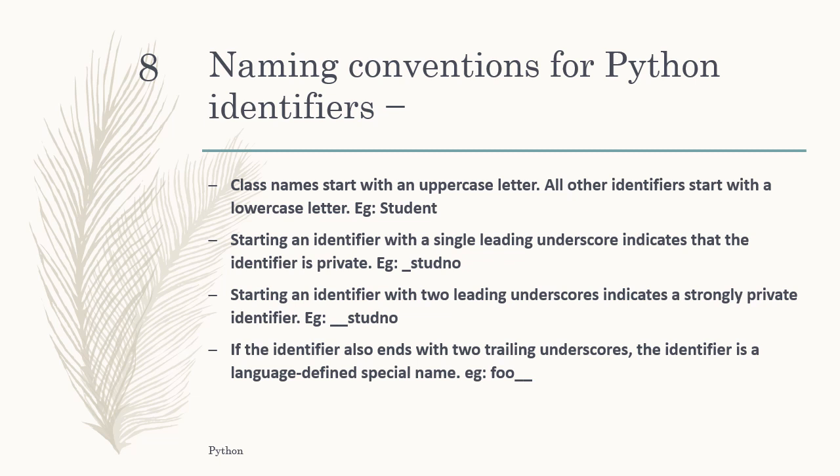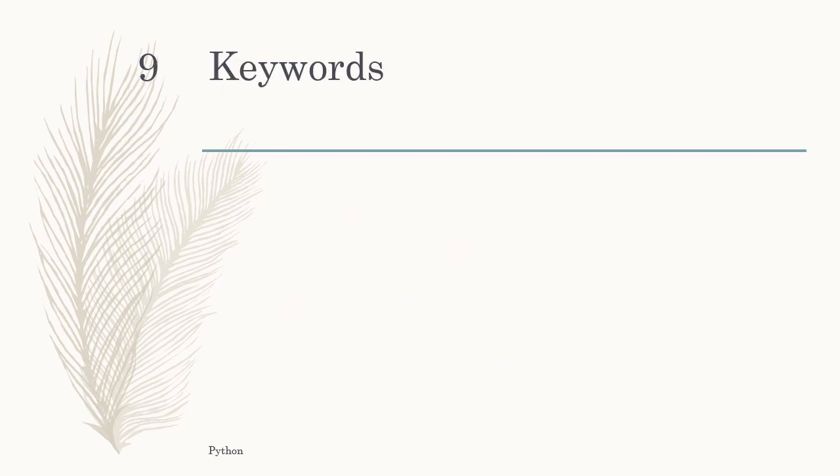Starting an identifier with a single leading underscore indicates that the identifier is private. Starting a Python identifier with two leading underscores indicates that it is a strongly private identifier. If the identifier also ends with two trailing underscores, the identifier is a language-defined special name. Examples are also shown on the right side.